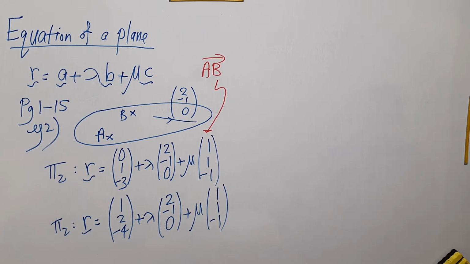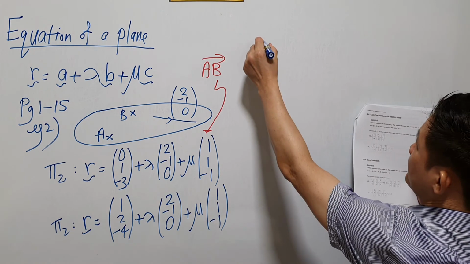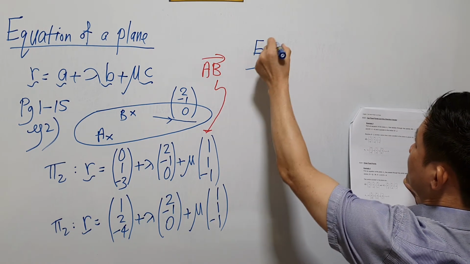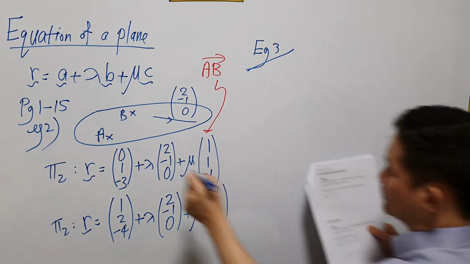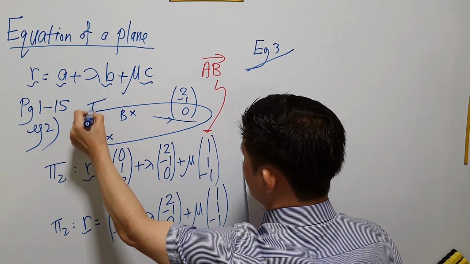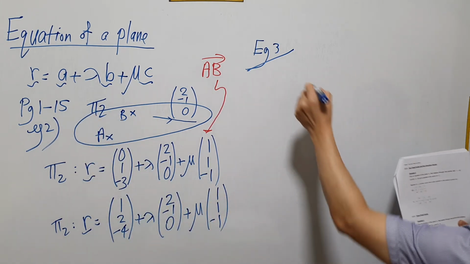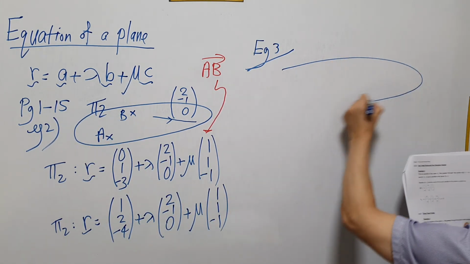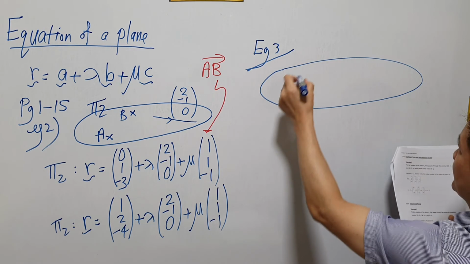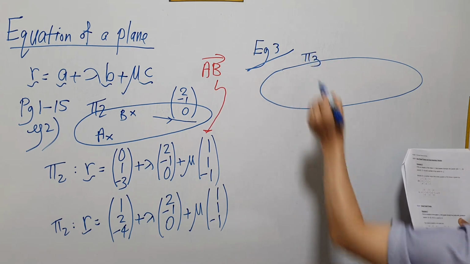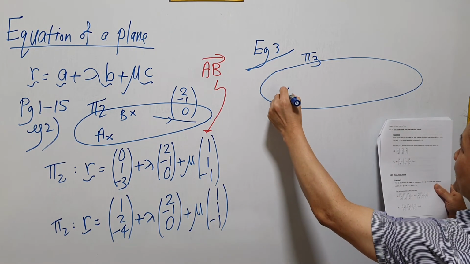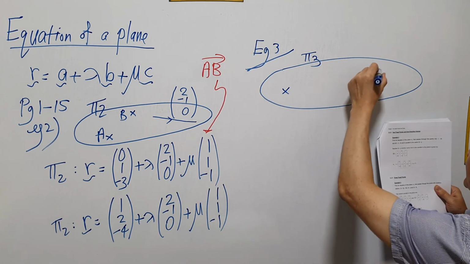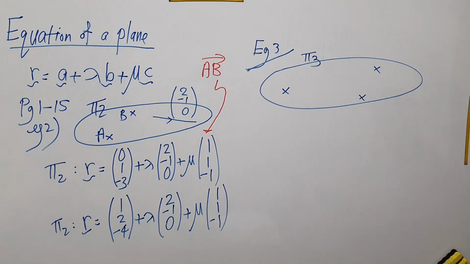So let's look at the third example, example 3. In example 3, you are told of a plane pi3. Okay, this is pi2, and now you're talking about a third plane pi3. Allow me to draw a plane, the shape of pi3. In this example, you're told that it passes through 3 points. They didn't give names for these points. They just say that it passes through 3 points.